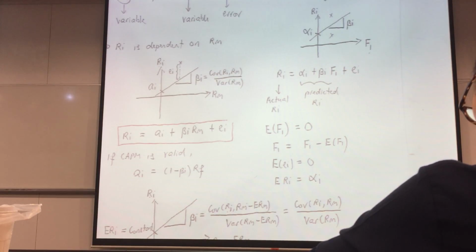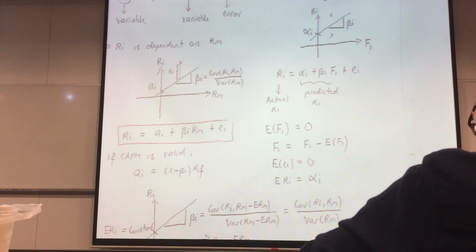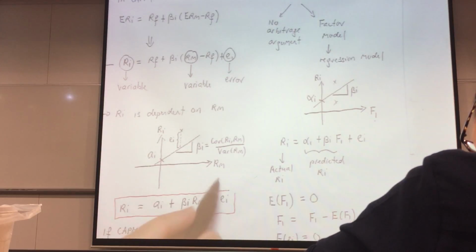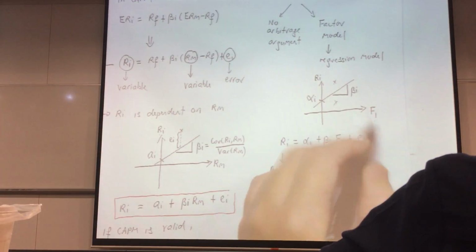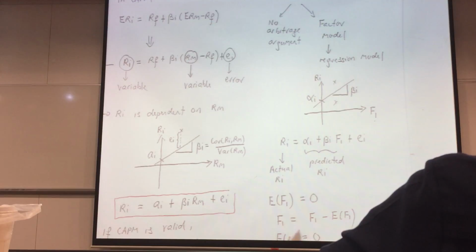You see that the beta number is actually the same. So this is just to convince yourself that the beta is not affected by your choice of using Rm or using the F1 value, where the F1 value is the deviation of the Rm value from ERm. It's going to be the same.